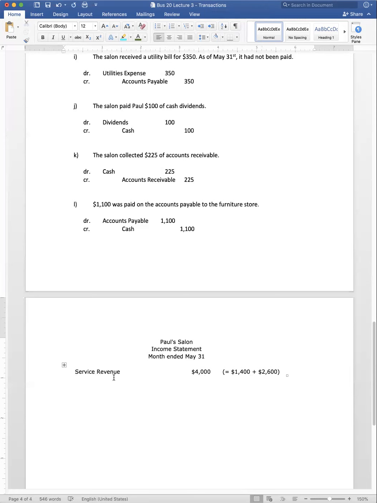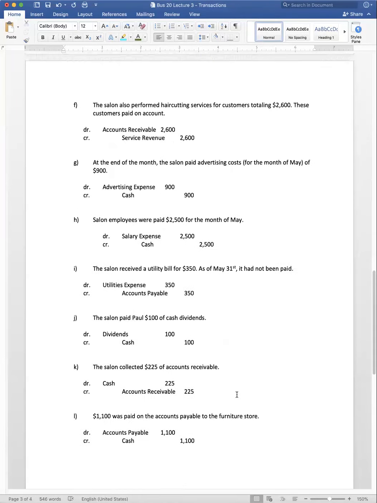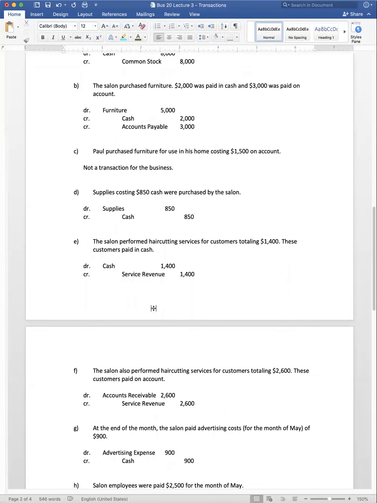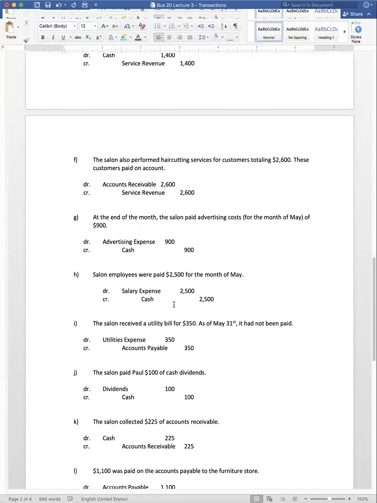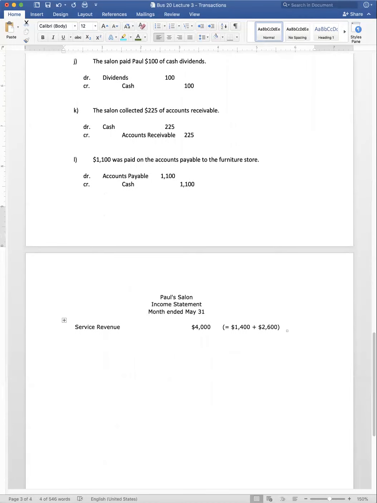Now that we have our revenues, we have to subtract our expenses. So what expenses did this company have? Let's see, if we go back and we look at the transactions, right? Our first expense here is in G. We had advertising expense of $900. All right, so let's put that in. Advertising expense of $900.